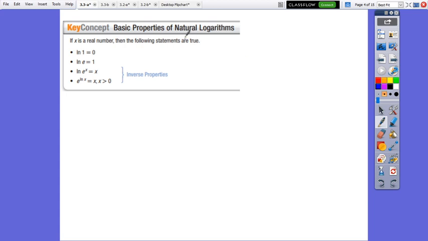If the base is e, then the log is called natural log, and we have exactly the same properties. It's just that, remember, if the base in the log is e, then the log is called a natural log, and the symbol to write it will be ln of x. So ln for log base e.